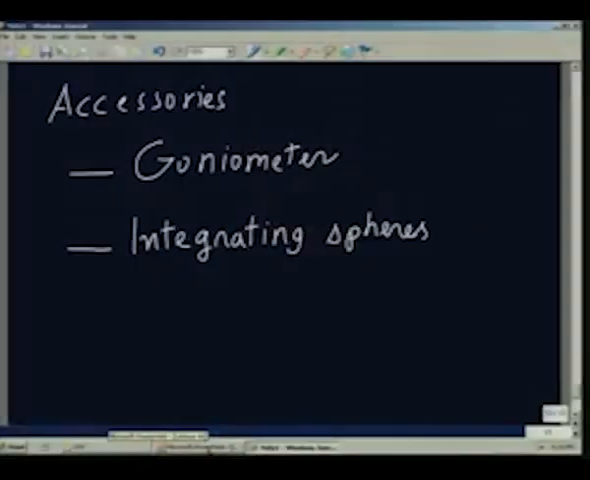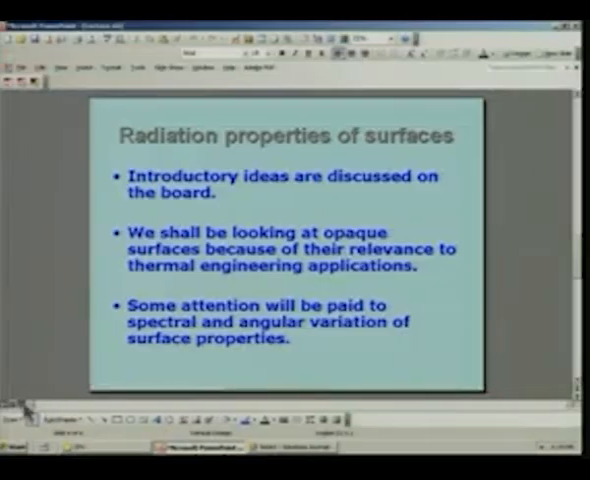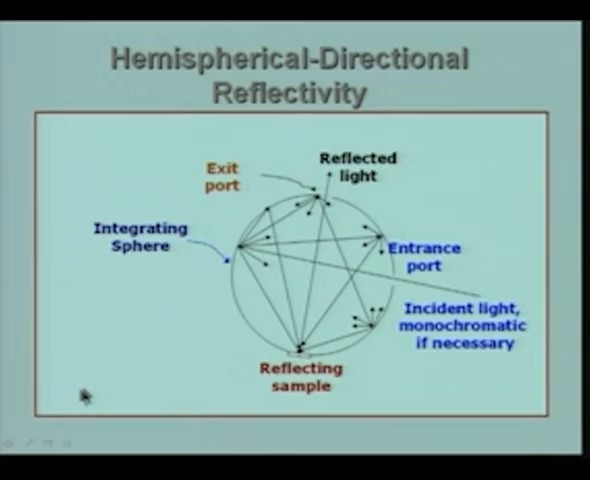So, I will go back simply to tell something about the integrating sphere. We will not completely be able to do that. In the next lecture we will continue with that. So, what does an integrating sphere do, or what does it contain?